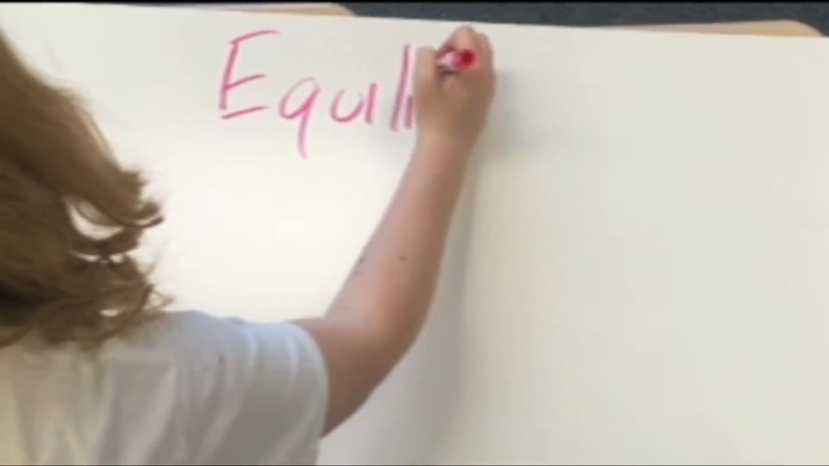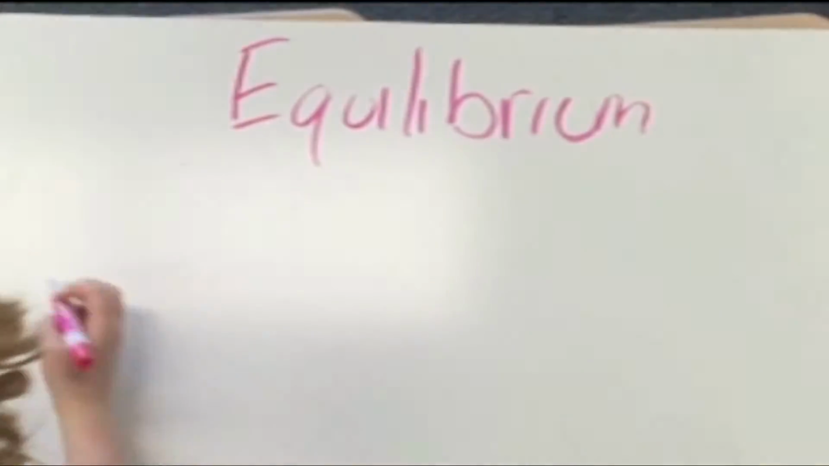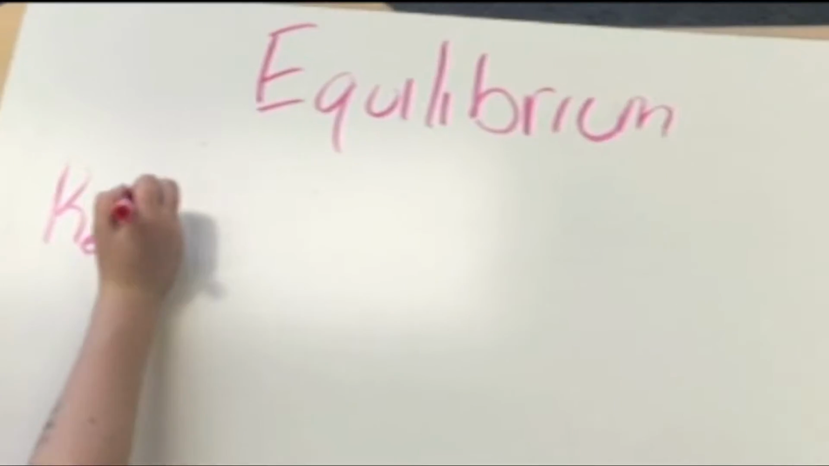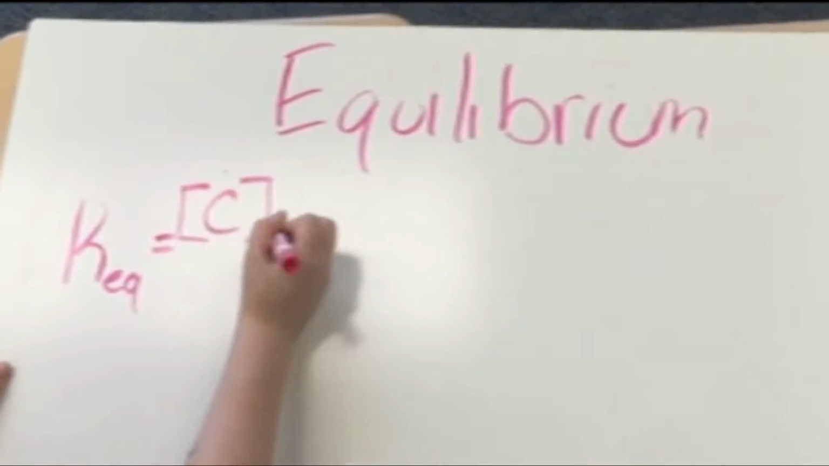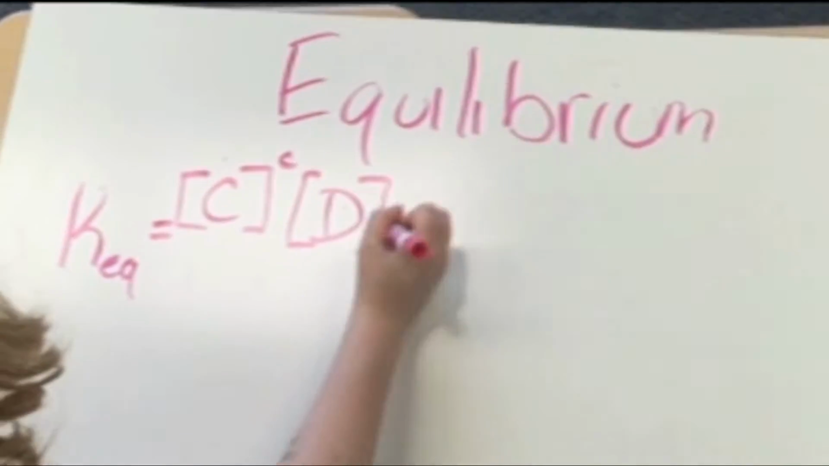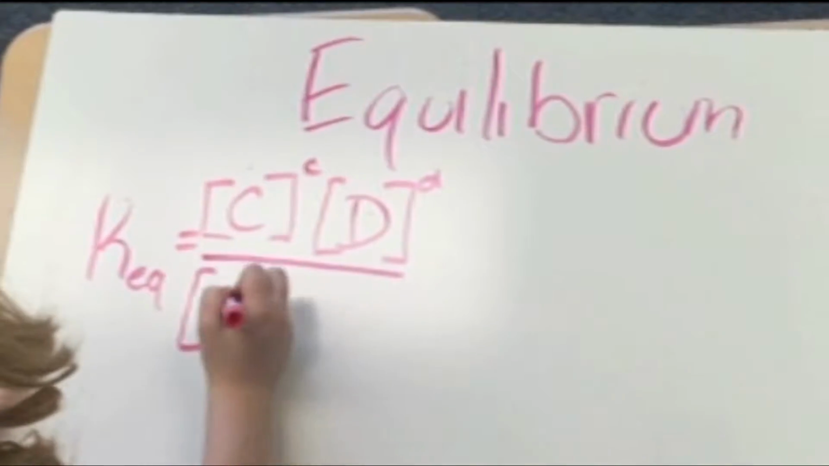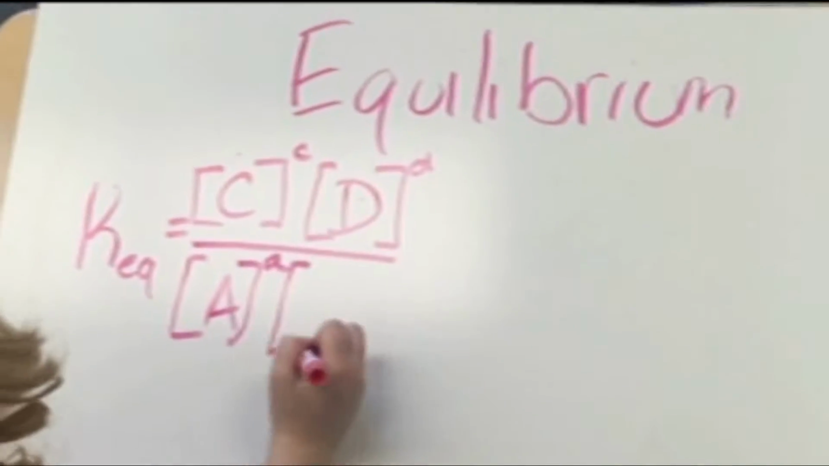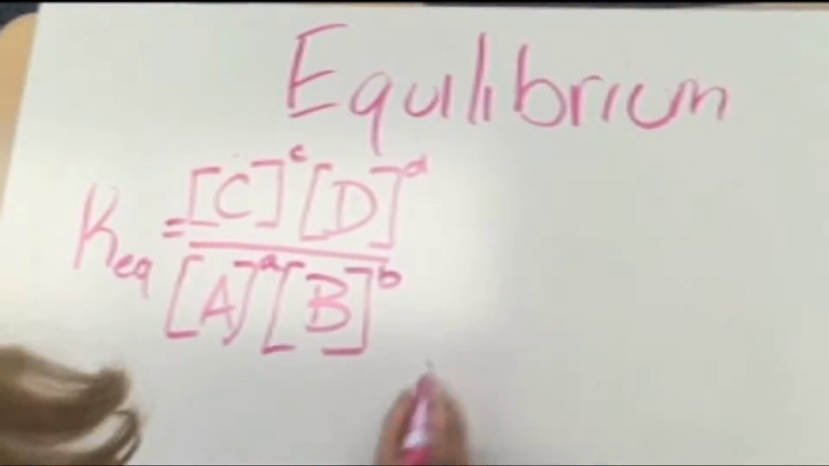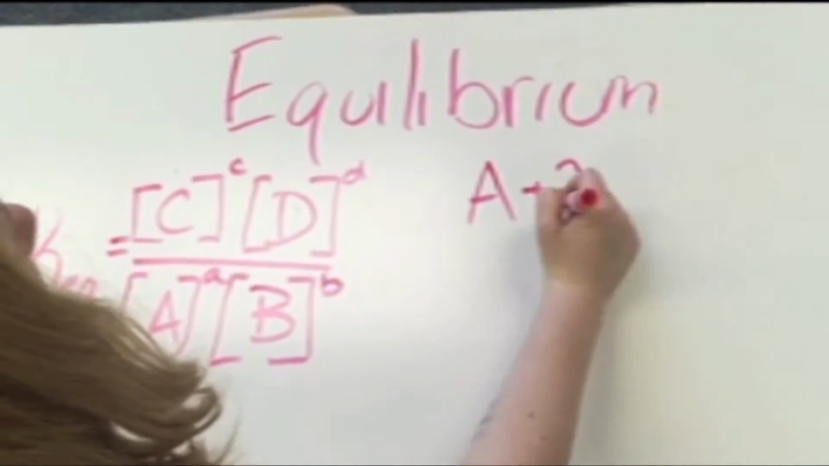This is your intro to equilibrium. This is the equation you will use when dealing with equilibrium. The concentration of C to the coefficient of C times the concentration of D to the coefficient of D, divided by the concentration of A to the coefficient of A times the concentration of B to the coefficient of B.